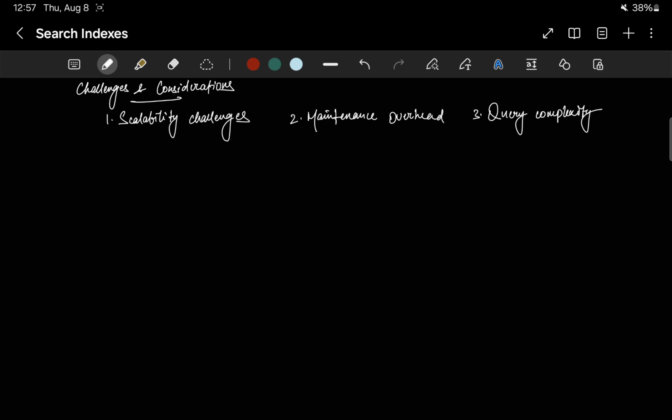Okay. Now let's talk about the real world applications. First is web search engines. Search indexes power popular search engines like Google, Bing, and Yahoo. For example, Google's search index contains billions of web pages, which allows users to find relevant information quickly by searching just for keywords.